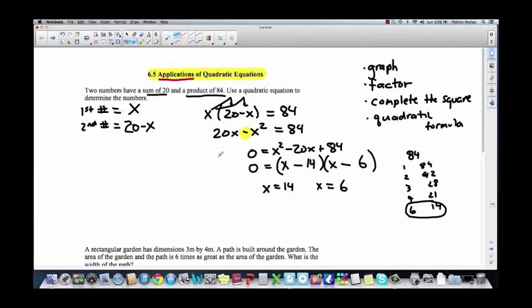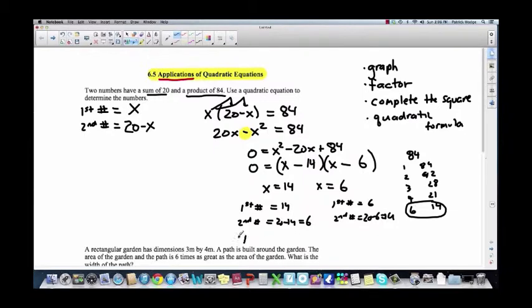So the first number is x. In other words, if we're going with x equals 14, then the first number equals 14 and the second number equals 20 minus 14, which is 6. In this case, if x was 6, the first number would be 6, and the second number would be 20 minus 6, which is 14. So we get the same thing in both cases.